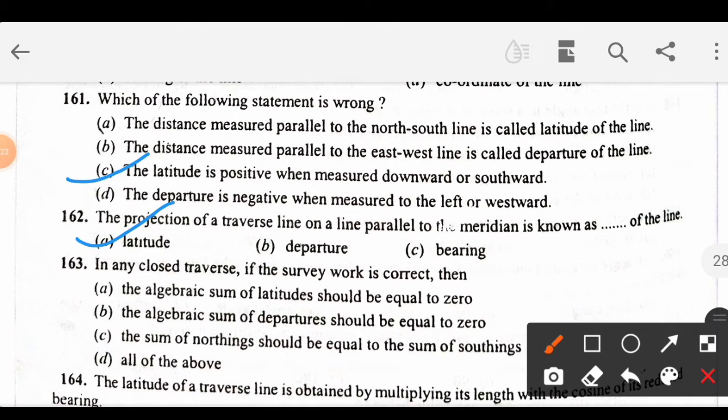In any closed traverse, if the survey work is correct, then the algebraic sum of latitude should be equal to 0. Correct. The algebraic sum of departures should be equal to 0. Correct. The sum of northing should be equal to the sum of southing.